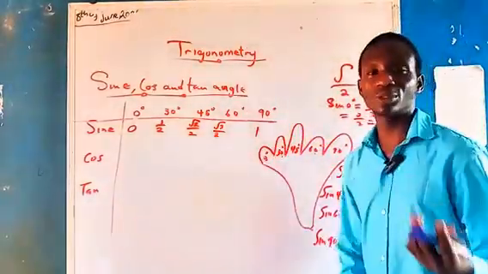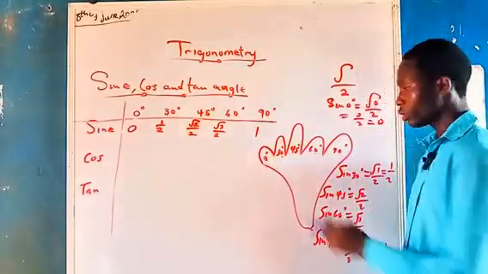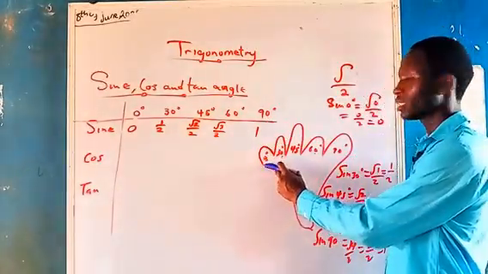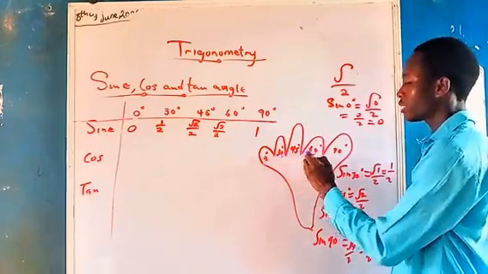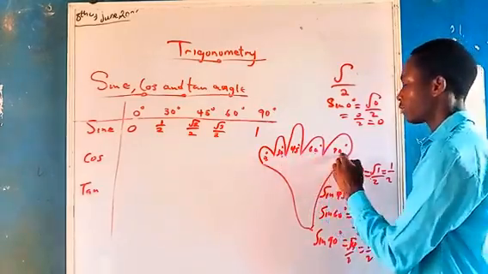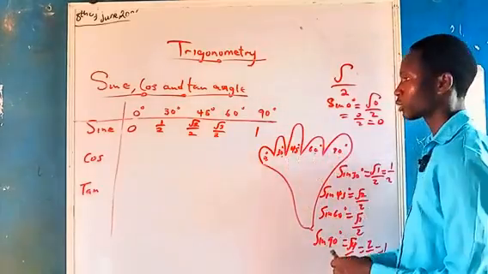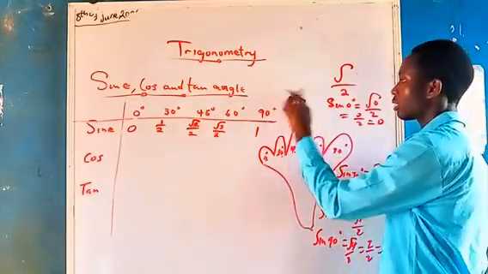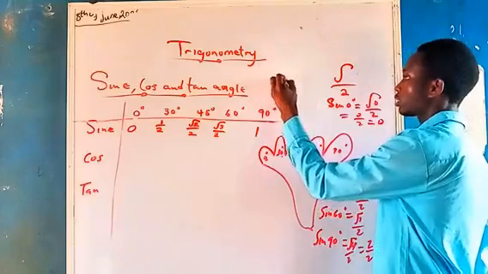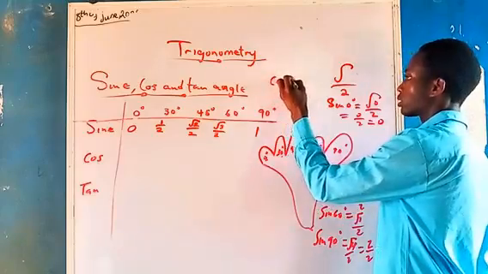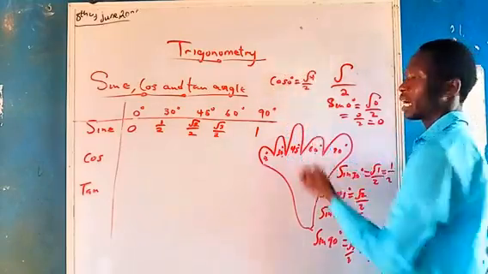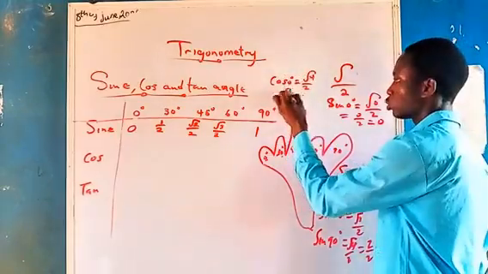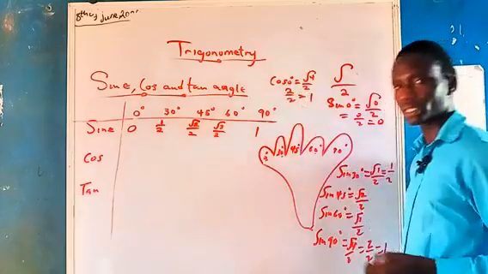Okay, what do you want to do for cos now? You pick the same finger, which is your thumb here, and you count to the right: 1, 2, 3, 4. That's root of 4 over 2. I'm talking about cos now. Cos 0 degrees equals root of 4 over 2. And root of 4 is what? That's 2 over 2, which equals 1. You can see that now.